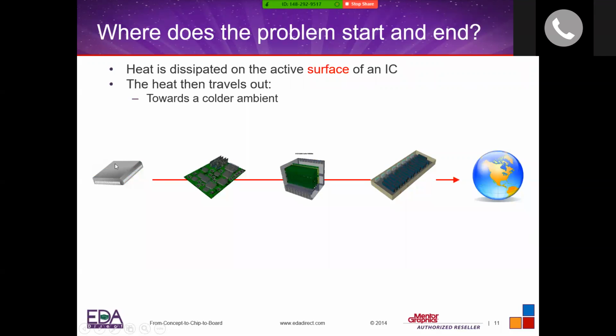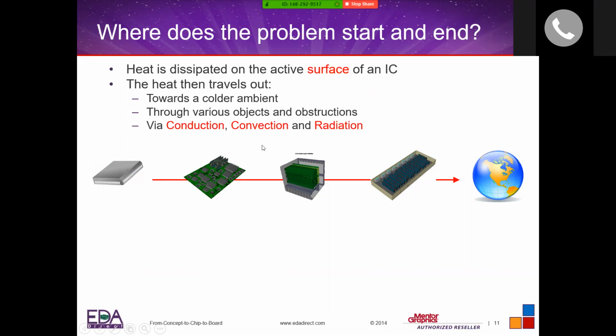That can include the ambient. It can include the surface where the chip is mounted, or can be air cooled. So in that path, it can encounter various types of objects and obstructions. Objects that are beneficial would be heat sinks or heat spreaders. Obstruction could be the cabling running over the chip, blocking the airflow of a fan, right? So those will be obstructions.